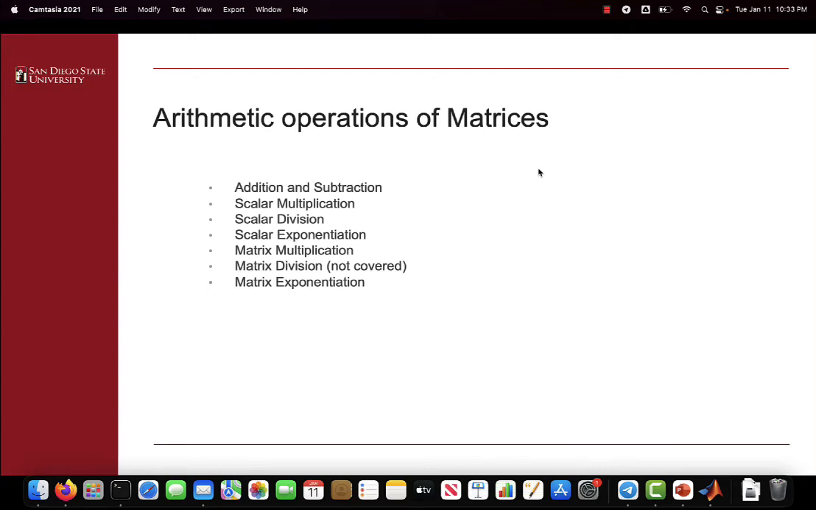Hello everyone, welcome to the third video, and today we will talk about arithmetic operations of matrices in Matlab. In Matlab, actually there are two types of arithmetic operations. One of them is scalar and one of them is matrix operations. The scalar operations are similar to our daily operations like addition, multiplication, division, exponentiation, something like that. But matrix multiplication, division and exponentiation are a little bit different.